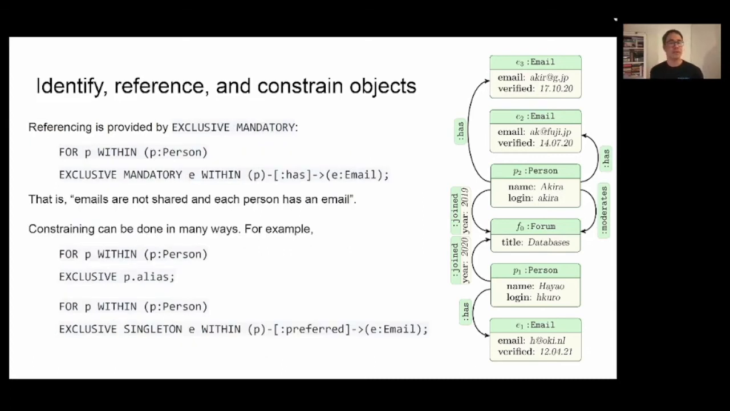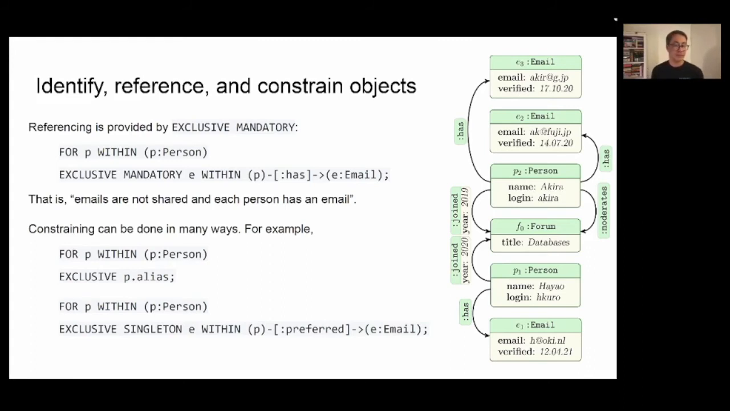Okay, so looking at relaxing identifier key constraints, referencing is provided by just the combination of exclusivity and mandatoriness. So we could have a key on nodes stating that emails aren't shared and each person has an email. So this is for those p that are nodes labeled person, we have that the email associated with this node p via a has edge is mandatory and it's exclusive to each person.